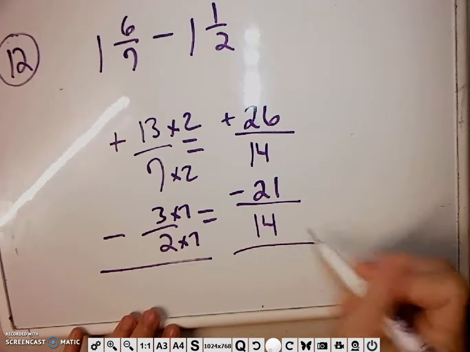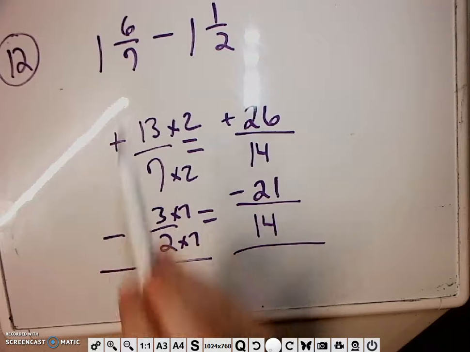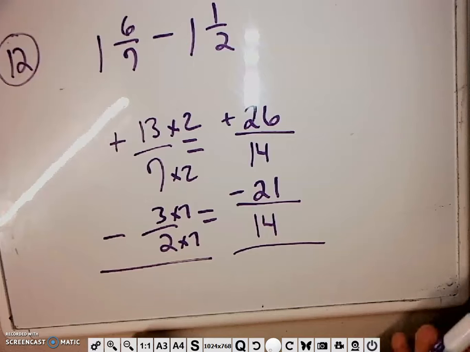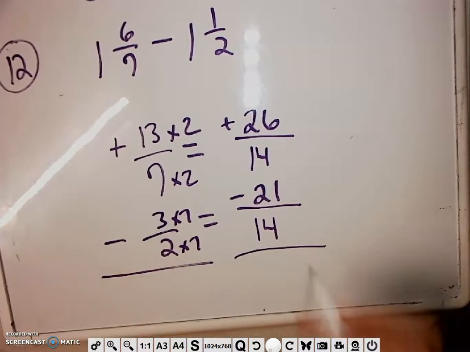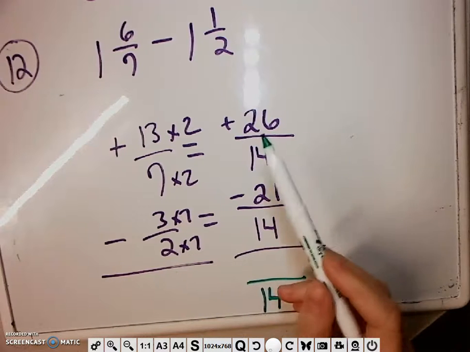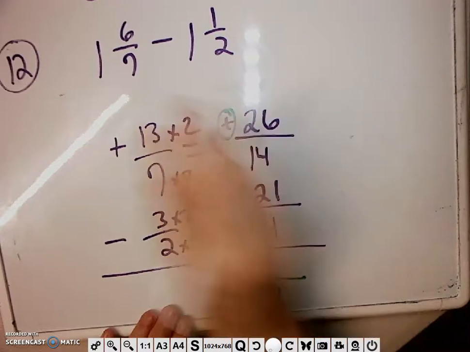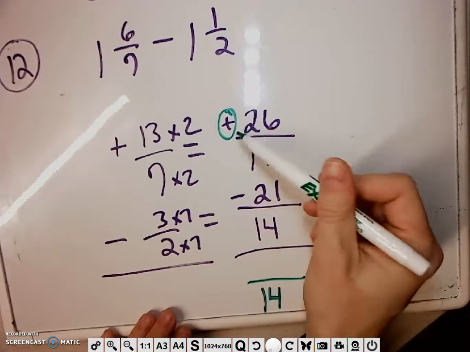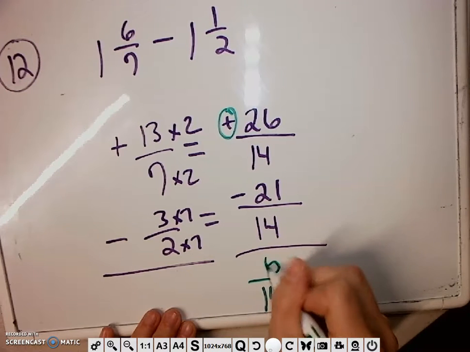Okay, now I'm working out of this column here. Again, first I switched them to improper, then I converted to a common denominator. Now I write my common denominator as 14. Then I'm just going to subtract. I have a positive and a negative, so I subtract and keep the sign of the larger number. So 26 is larger than 21, so my answer is going to be positive. If I have positive 26 and take away 21, that leaves me with 5/14.